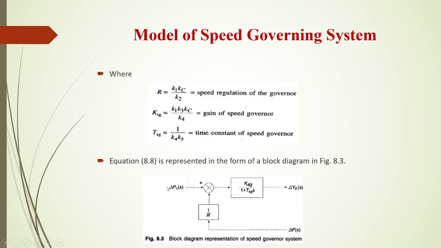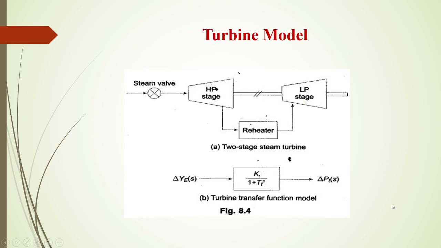Then taking a summing point, we get the equation as delta Y of S is delta PC of S minus 1 by R delta F of S, into KSG by 1 plus TSG into S. Here it is plus and here it is minus. So delta PC of S minus 1 by R into delta F of S, multiplied by this entire value, that is KSG by 1 plus TSG into S, is equal to delta Y of S. So this is the block diagram representation of a speed governor system.